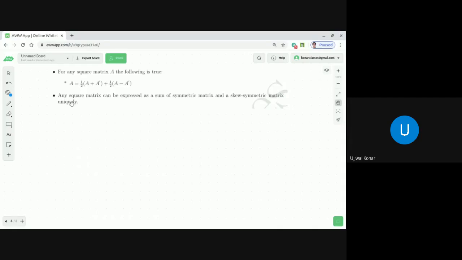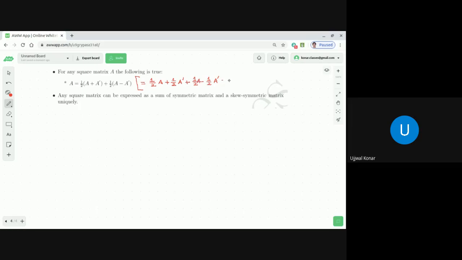So if you look into the first one, dear students, for any square matrix A, you can write it in the following manner: A is equal to half of A plus A transpose plus half of A minus A transpose, because half of A transpose and half of minus A transpose will get cancelled. So finally we will land up with half A plus half A, which is A. So if you do a calculation here, what you will get? Half A plus half of A transpose plus half A minus half of A transpose. Now half of A transpose minus half of A transpose gets cancelled.